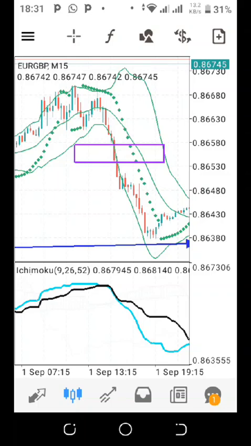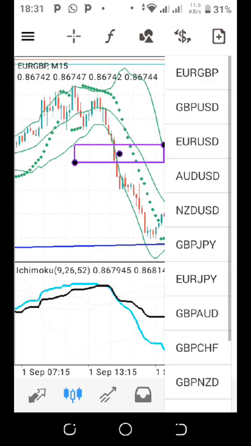Because if you enter here now, it's true that it trended, but if it goes back now, you will lose a lot of money. So you don't enter here. You have to wait for that pullback to happen.